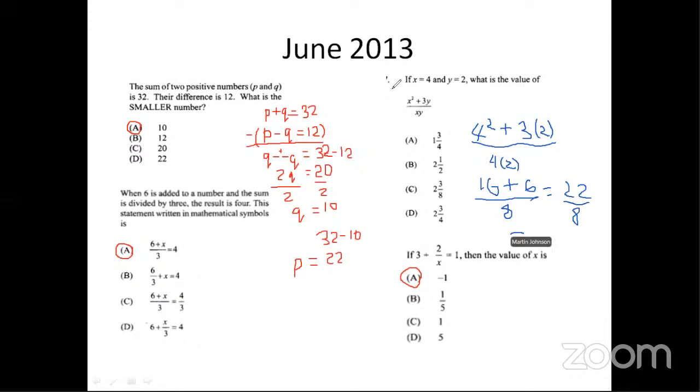How many times can we get? 2 times. So we knock out A. 22 minus 16 would have given us 6.